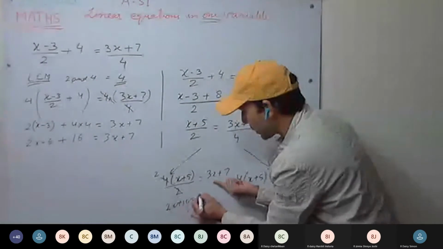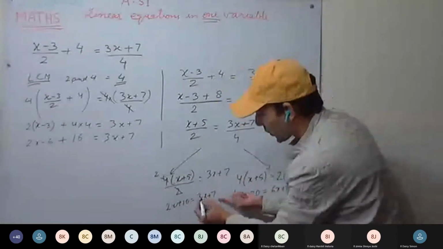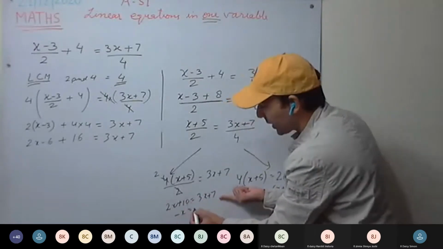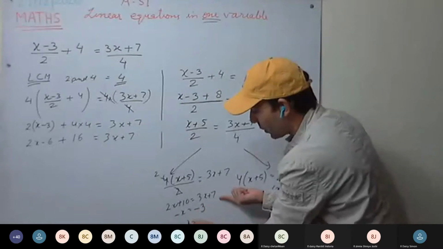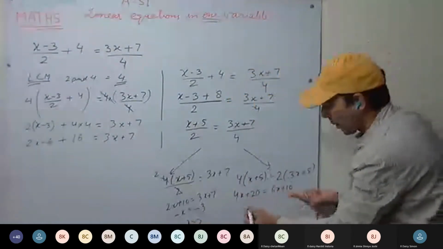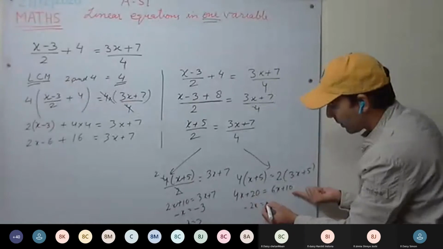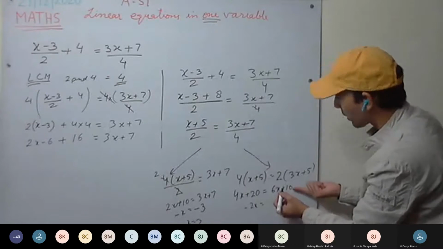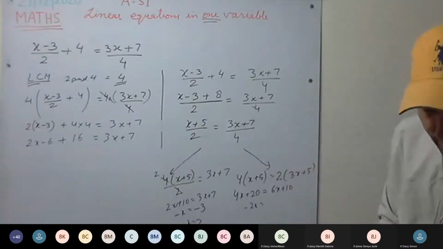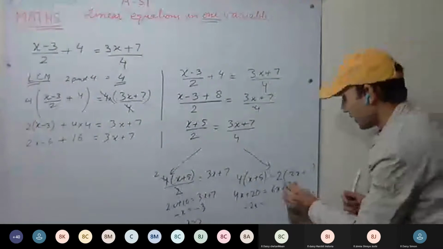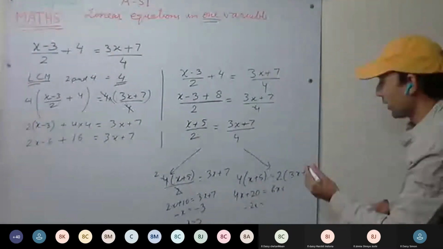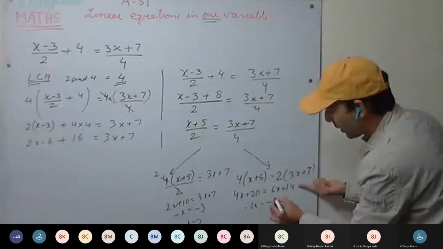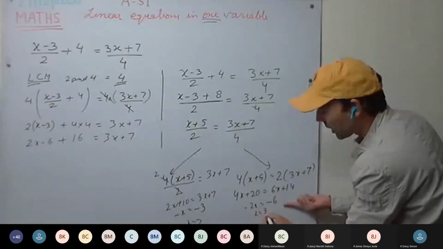2x plus 10 equal to 3x plus 7. So 3x on that side, 2x minus 3x is minus x. 10 on that side, minus 3. X equal to 3. Similarly here, minus 2x. Here, 1 minute, 6. Okay, 1 minute, 7 was there. It is 7. So again minus 6, x equal to 3.